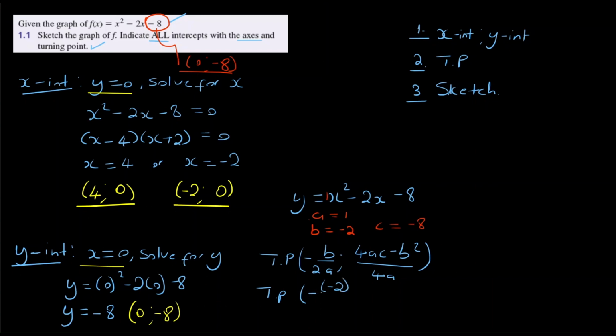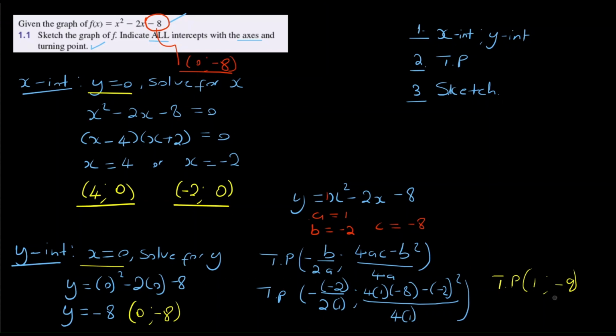Our b is negative 2, over 2 times a, which is 1. It's 4a times c minus b squared, all divided by 4a. And if you plug everything into the calculator, we get that the turning point is 1 comma negative 9. So in essence, we've calculated the x-intercepts, the y-intercept, and we found what the turning point is.